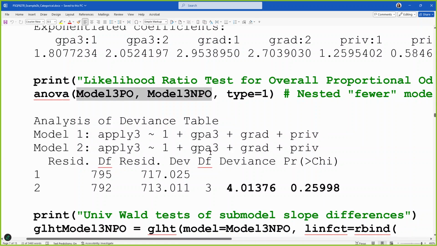But here's what you know. Yeah, the proportional odds model versus the non-proportional odds model. So same predictors in both, but the second one has separate slopes across submodels. Yes? Does that order make a difference? Yes, it does make a difference. It has to be in the order of fewer. The model that's simpler comes first, because when you do the likelihood comparison, it's fewer minus more.